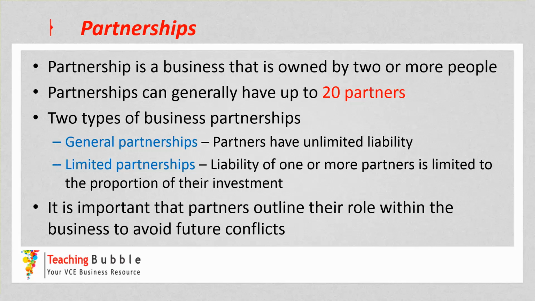Now, there's two types of partnerships. So we've got a general partnership, which is where the partners have unlimited liability. So they're responsible for all the debts incurred by the business, but also there are limited partnerships where the liability of one or more of the partners is limited to the proportion of their investment. So if they invest $10,000 into the partnership, then that's what they can lose. Now, it's important that partners outline their role within the business to avoid any future conflicts, so they know who's responsible for what type of decision making and what the process is for decisions, so they're not treading on each other's toes, because there can become real conflict with partnerships sometimes between the partners.